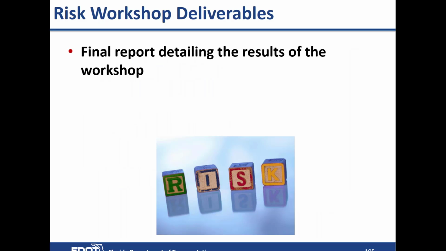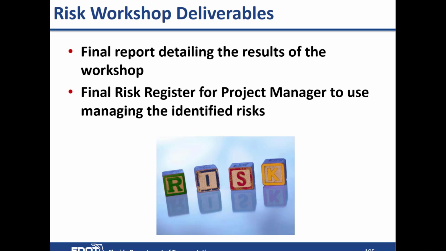So the deliverable out of a risk workshop is a final report that details the results of the workshop and gives you those deliverables I just pointed out. They'll give you the S-curve, the tornado diagram, and they'll also give you a risk register for the project manager to use, which will help them to manage those identified risks. And possibly, as the project moves forward, there'll be some risks that fall off. They never happen. Some were mitigated and reduced the estimate and the schedule delays. And then some are added that could be potentially new risks.